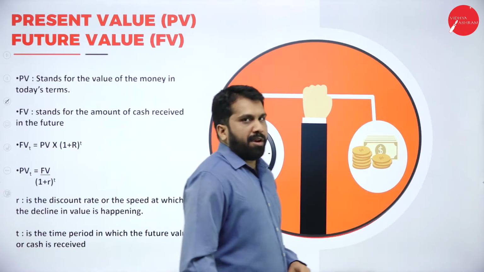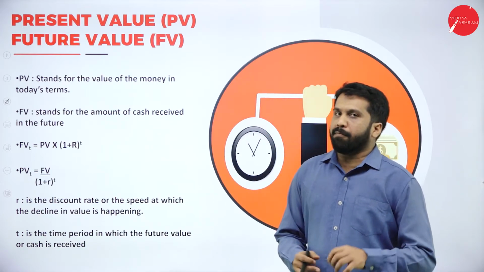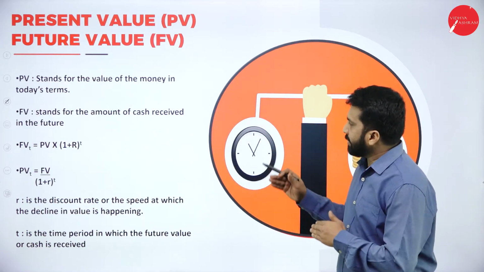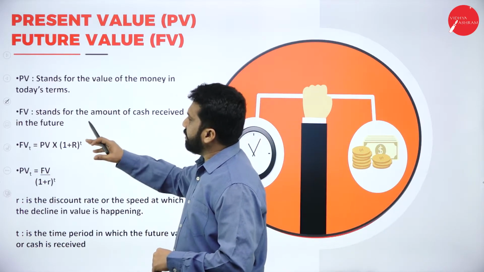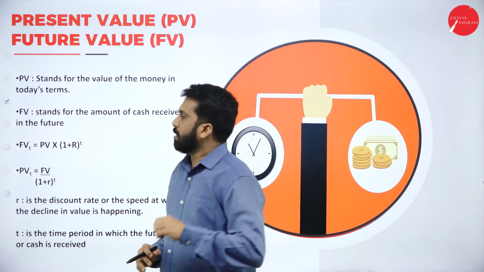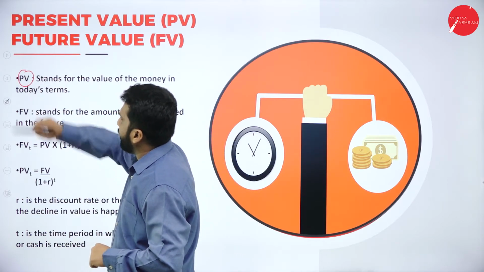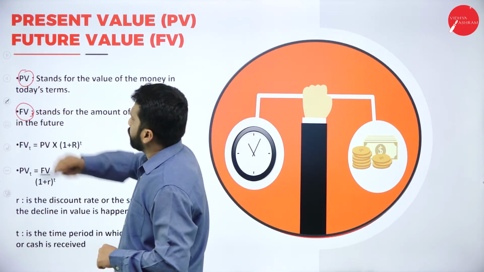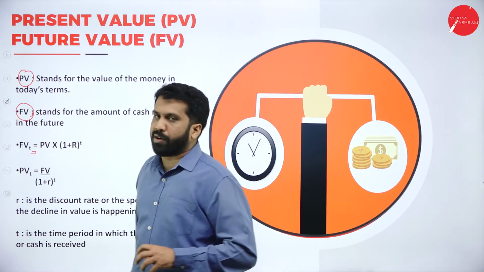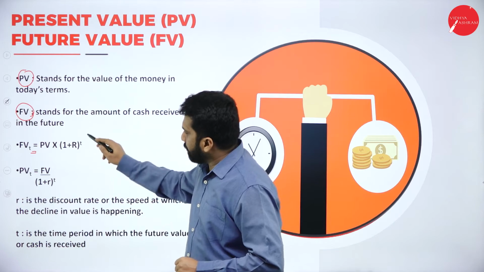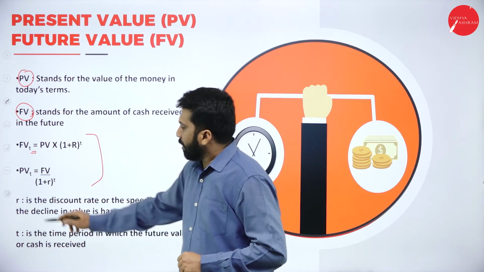So, the major thing before we go for the example problem, we should understand what this means. If I don't go into detail, I'll just tell you what PV is. PV stands for present value. FV stands for future value. T stands for time. R stands for rate. I'll come back to this later.